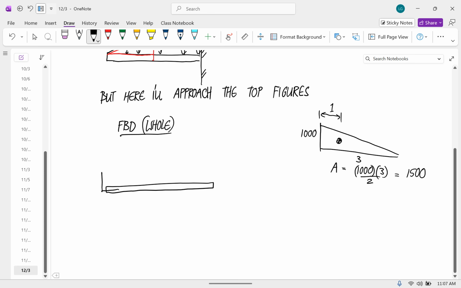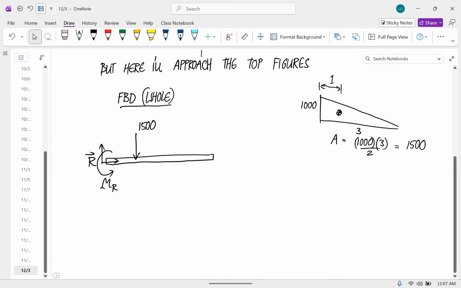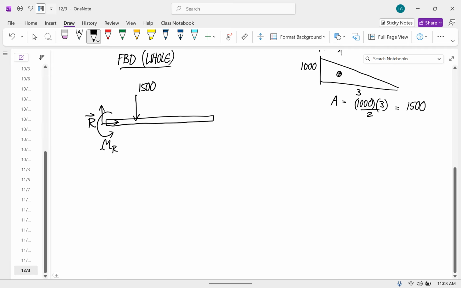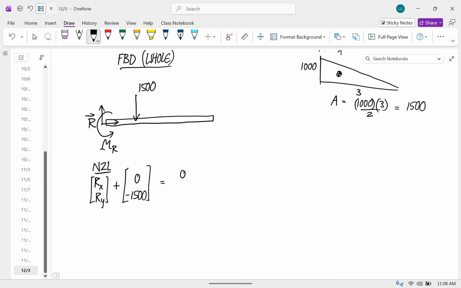So over here at the fixed joint, we have a force vector, and we have a couple, I'll call it MR, and then we have a downward force here of 1,500. Newton's second law says Rx, Ry plus 0, negative 1,500 is equal to zeros. And so R is equal to 0, positive 1,500.